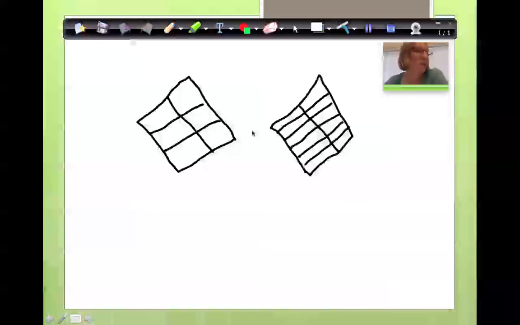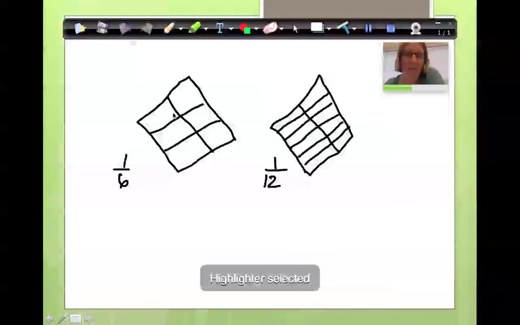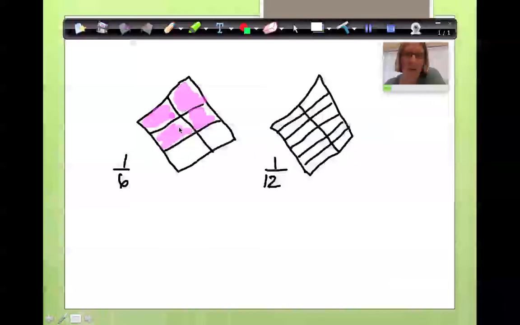Okay, so let's write our fractions. This one is cut into 1/6. This one is cut into 1/12. Okay, now color 4 units of each one. 1, 2, 3, 4. 1, 2, 3, 4. Now change your fractions here to show me the colored areas. This would be 4/6. This would be 4/12.